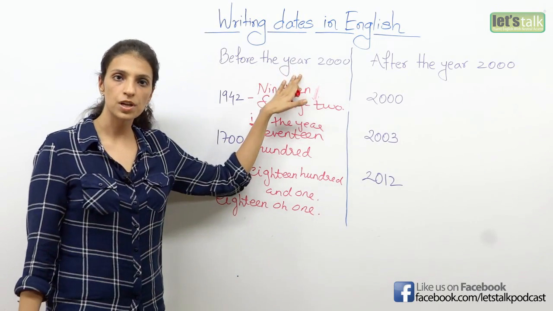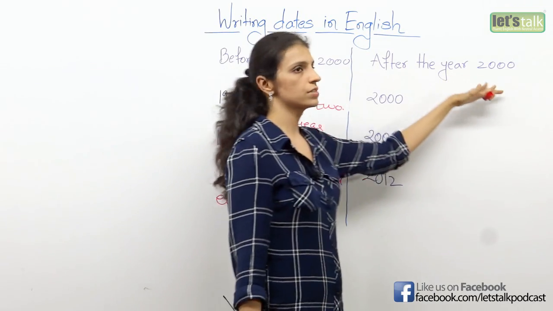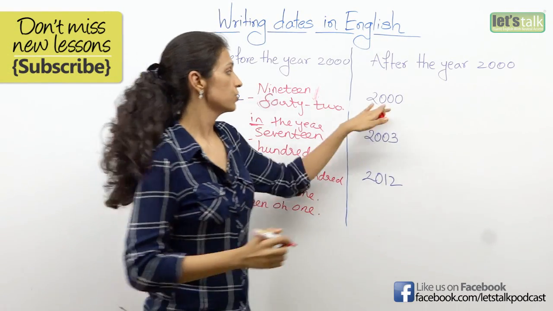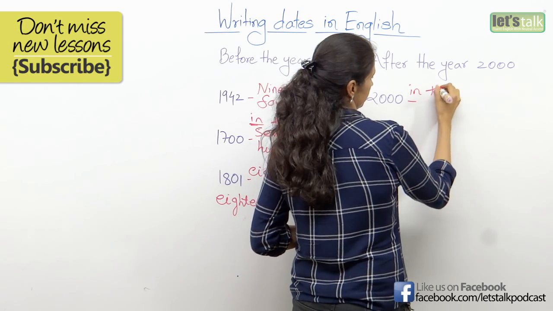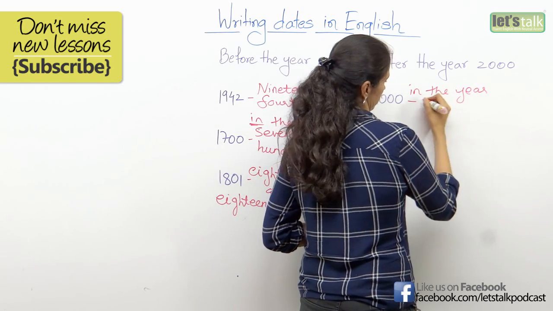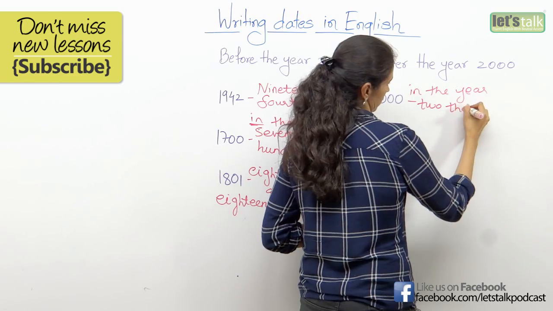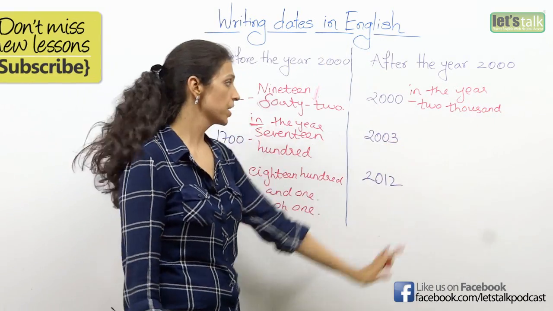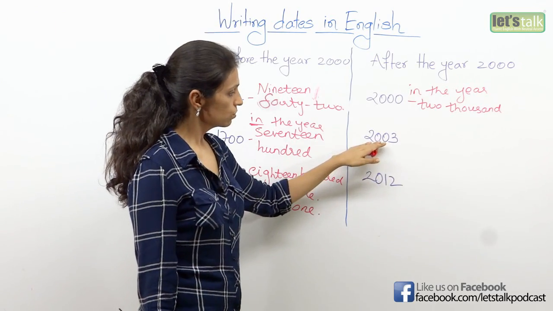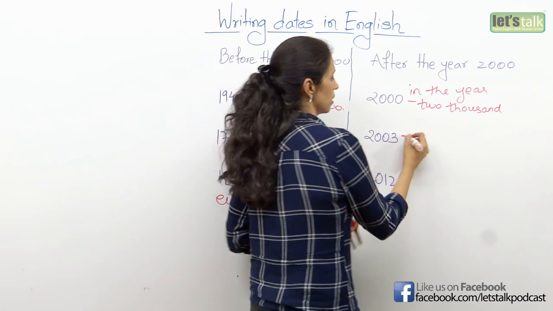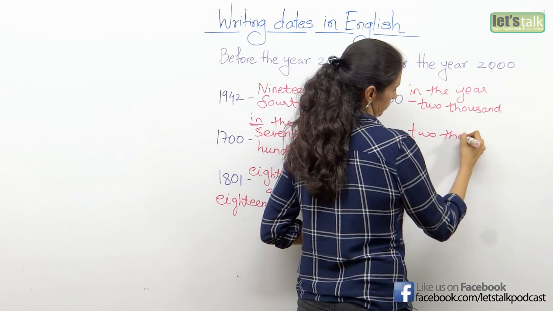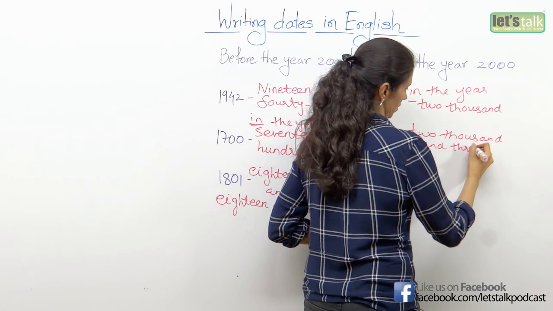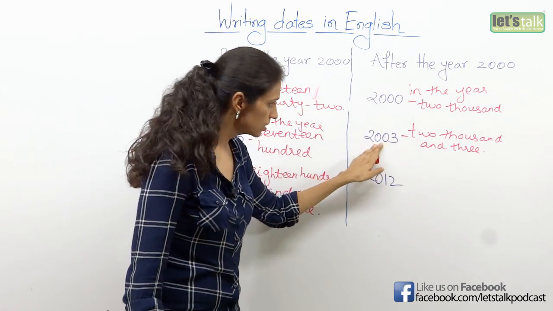Okay, but this is before 2000. Now after the year 2000, how do we say it? For example, it's the exact year 2000. You say in the year two thousand. Okay, that's exact 2000, in the year two thousand. Supposing it is 2003, you say two thousand three. Okay, this is a formal way of saying it, two thousand three.